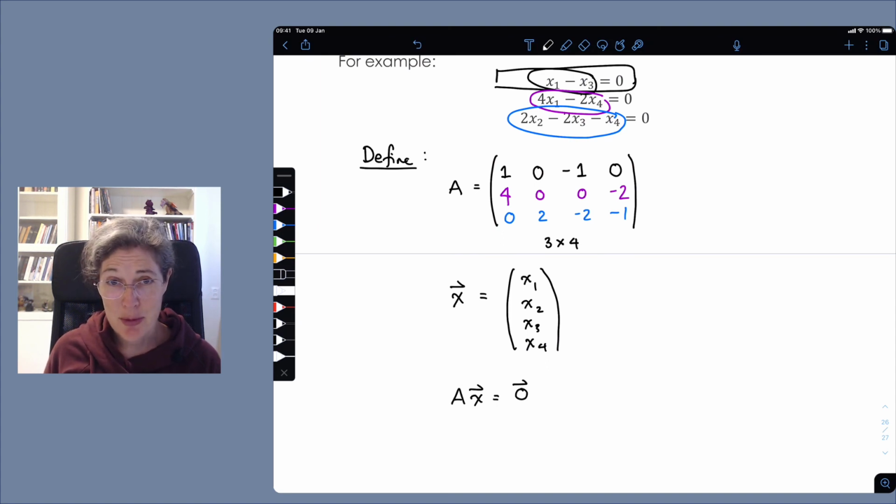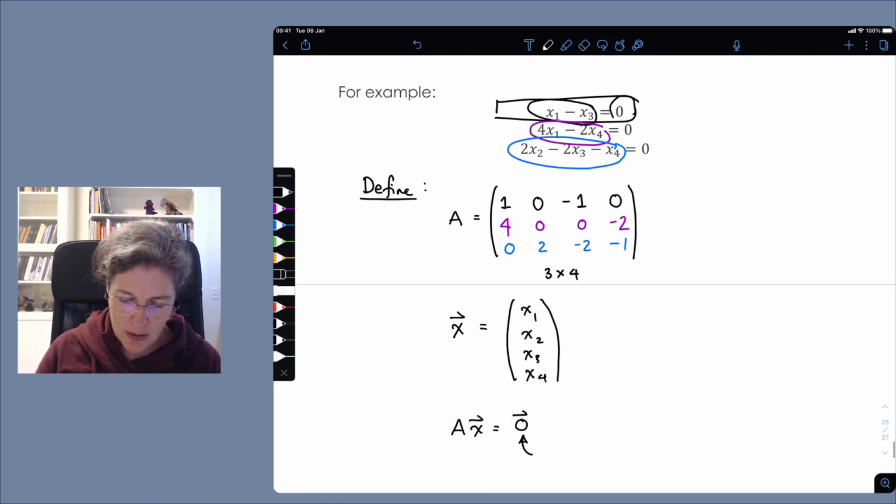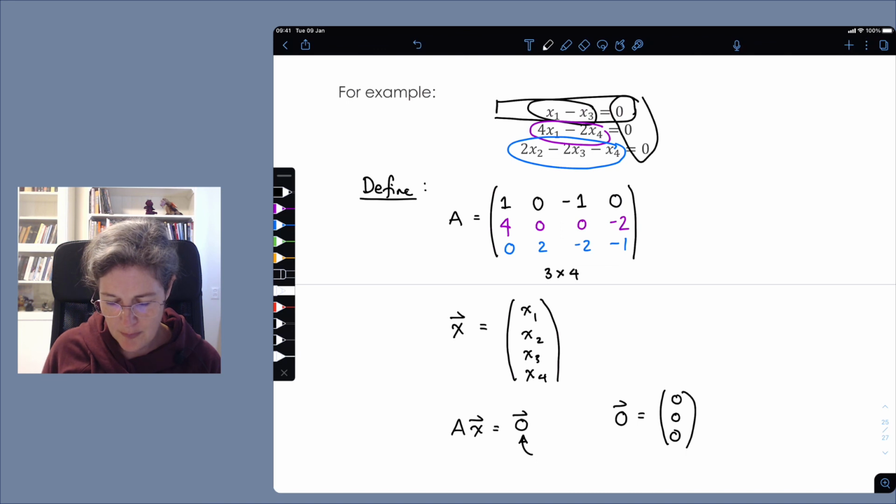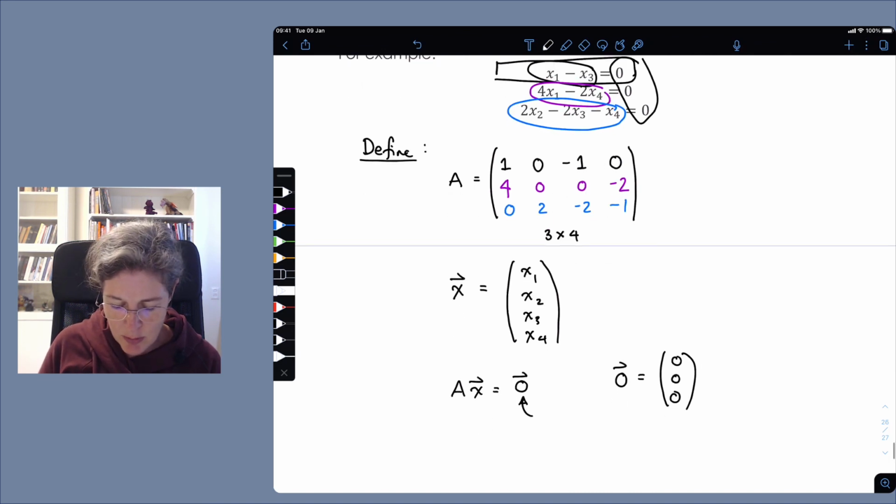Which is pretty cool. So here I am using the convention that I just know what the dimensions of that zero vector should be. And in fact, we can see from our original equation over here that our zero vector is going to be equal to 0, 0, 0. And here I am using matrix multiplication.